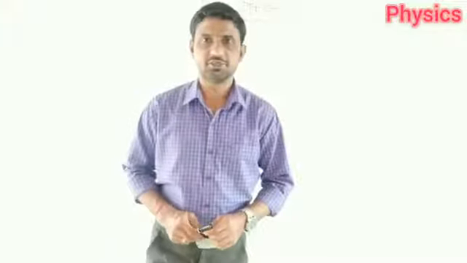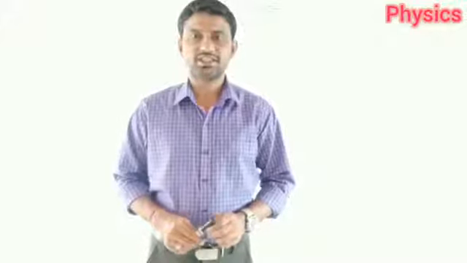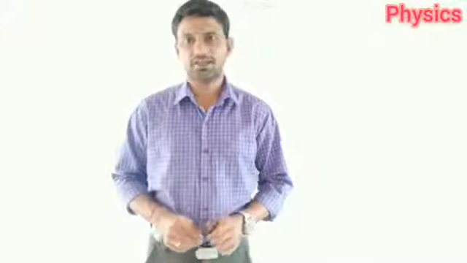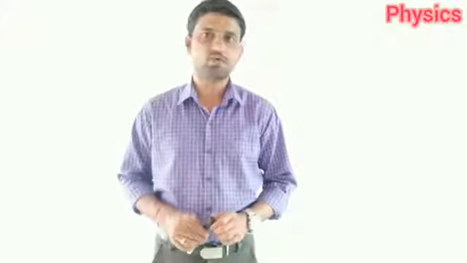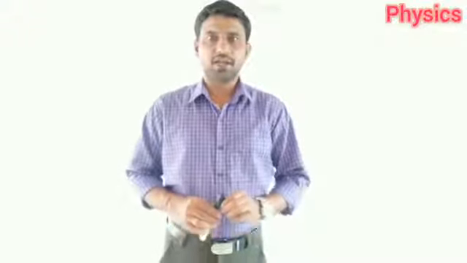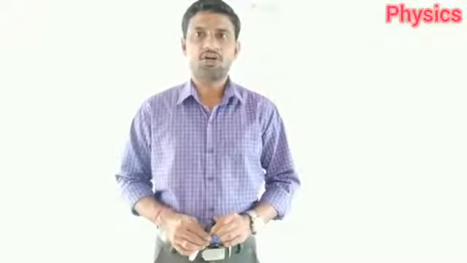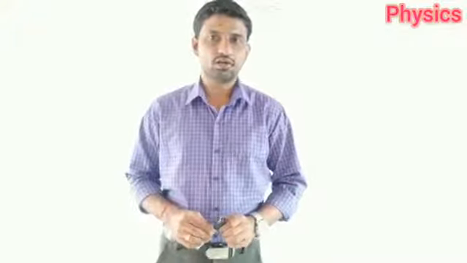Hello dear students, in the previous video we discussed the relation between the object distance, image distance and focal length. Students, we know that light travels in a straight line in an isotropic medium. You know that an isotropic medium is one in which light has the same speed in all directions. Such a medium is called an isotropic medium.